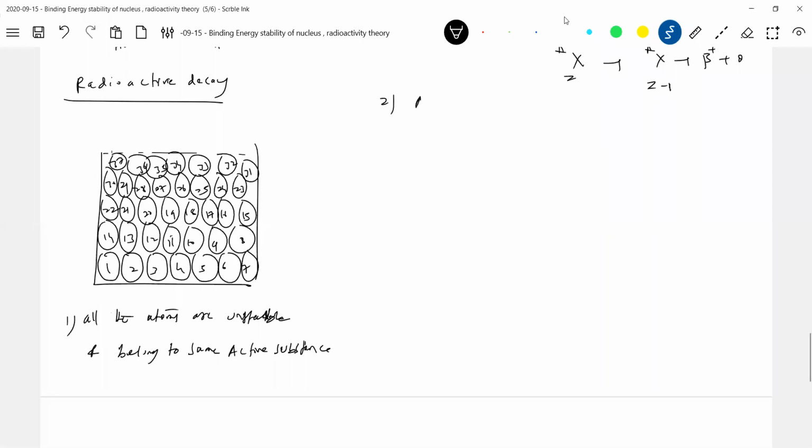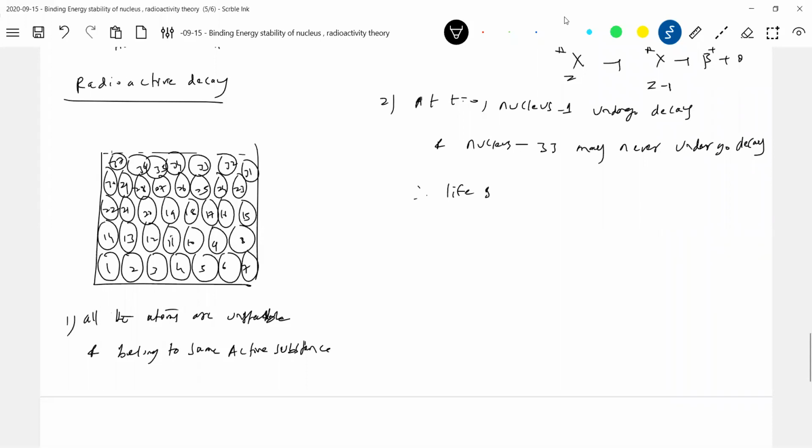Suppose at T equals 0, nucleus 1 undergoes decay. Nucleus 30, or any number like 33, may never undergo decay. May never undergo decay means what is the lifespan of nucleus 1? So therefore, the lifespan of nucleus 1. Shall I put 0?